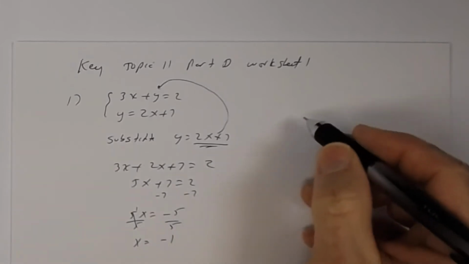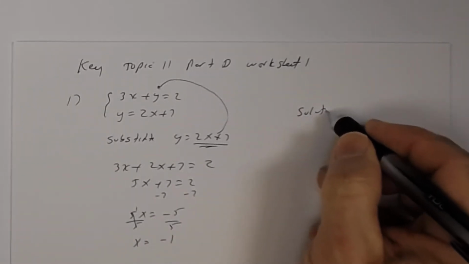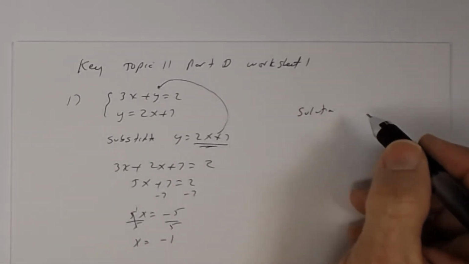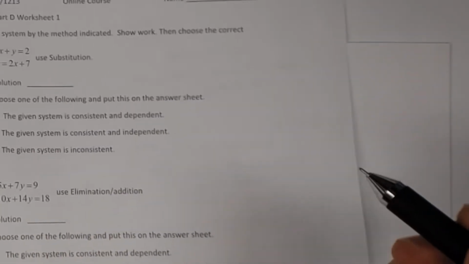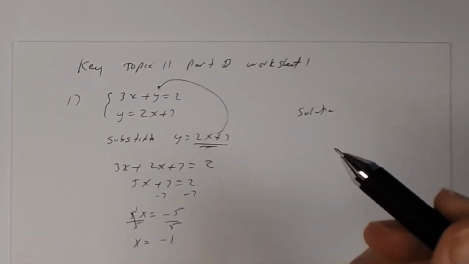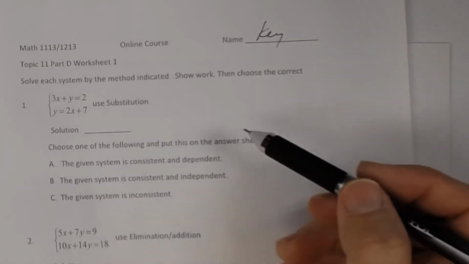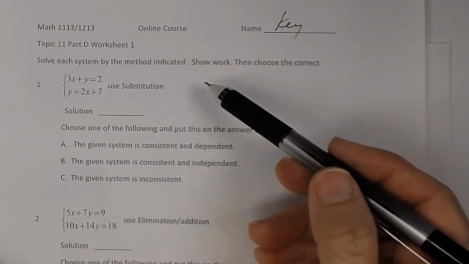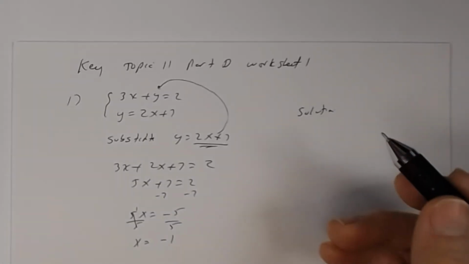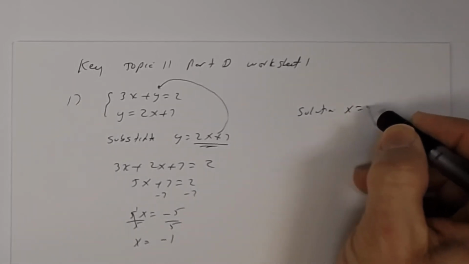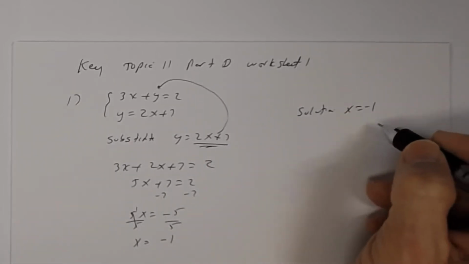So in terms of the solution, and notice before I go on, in past worksheets, you were told to write the solution as an ordered pair. It didn't say that here. So if some of you want to say x is negative 1, that's fine. It did not say write it as an ordered pair.